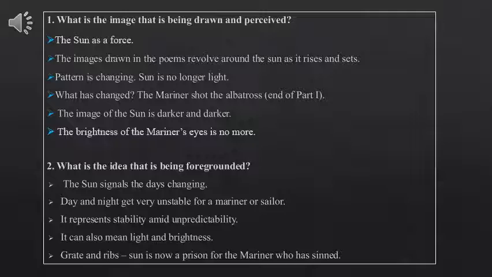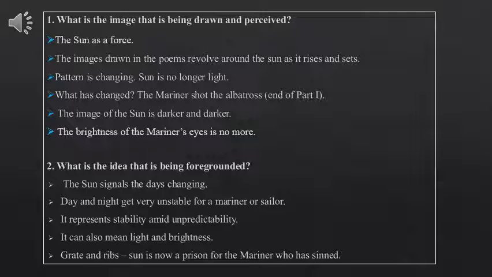The pattern is changing, as you can see in the stanzas in the previous slide. It no longer represents light. It no longer represents brightness. So what has changed? At the end of part one, we discovered that the mariner shot the albatross that actually tried to help them and led them to safety. Hence, the image of the sun became darker and darker. The brightness of the mariner's eyes is no more.